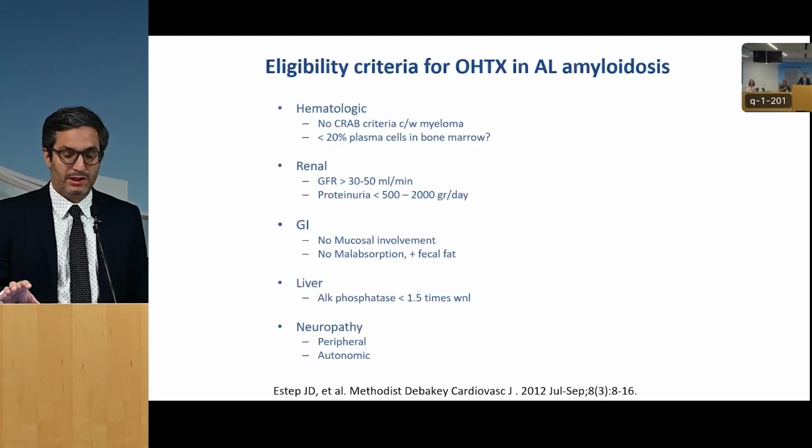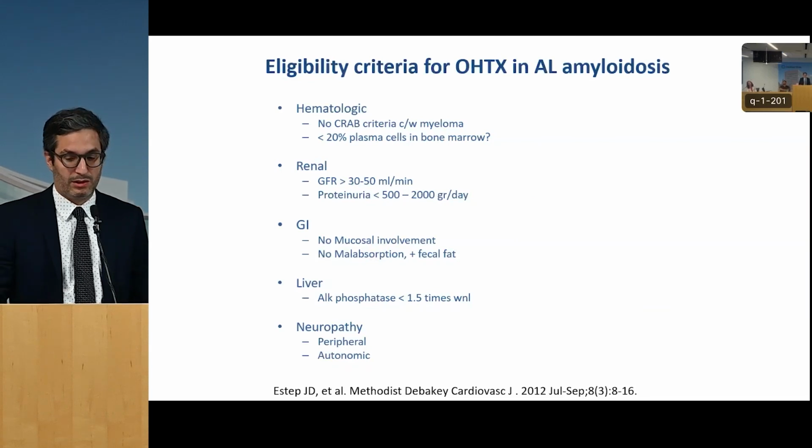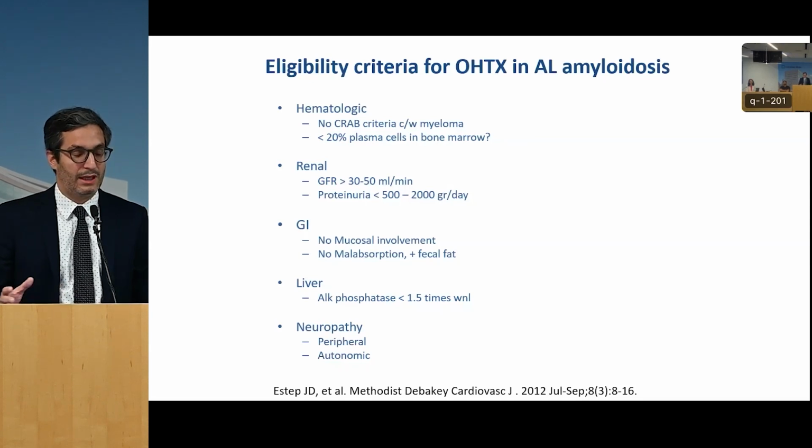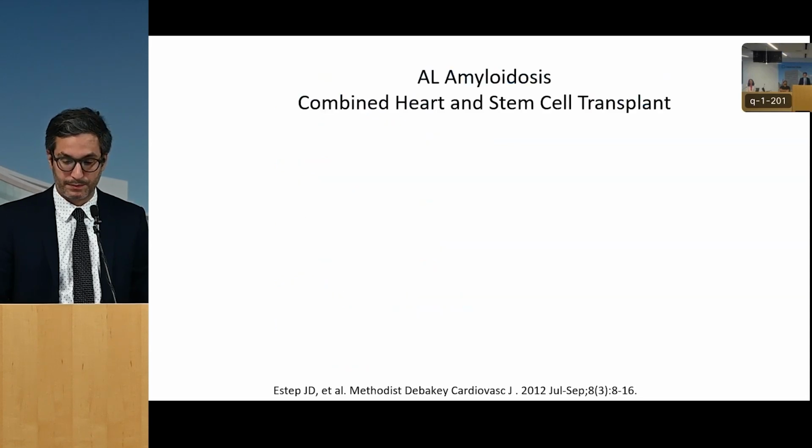So it was important to distinguish which patients would potentially benefit from heart transplant. Hematologically, they looked for no CRAB criteria consistent with myeloma, because those patients do worse, and potentially less than 20% plasma cell clone. For renal involvement, they tried to pick somebody with a GFR of at least 30 to 50, and not less than 30. If they had proteinuria, they tried to pick somebody with less than 500, or at least in the 500 to 2000 range. For GI involvement, no mucosal involvement or malabsorption, and no liver involvement, severe neuropathy or autonomic dysfunction.